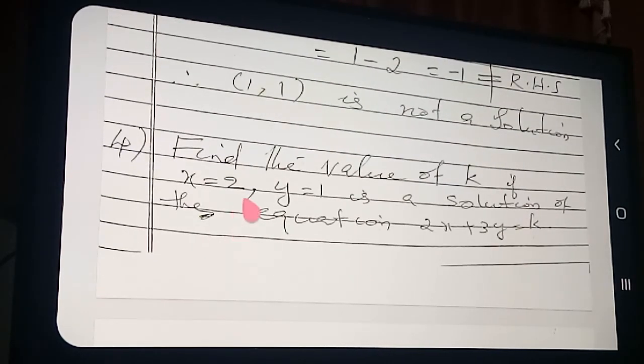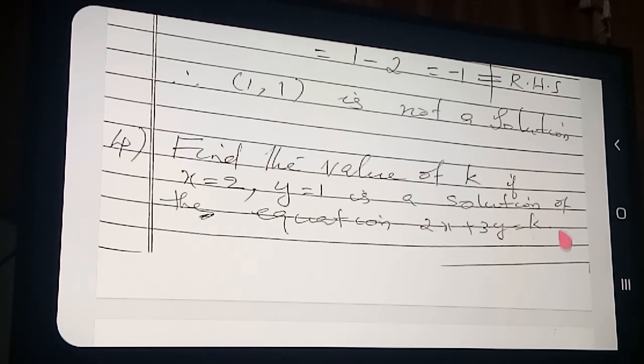Now we will move to the last question of this exercise. Find the value of k. What do you want to find out? You will get many questions of this type from the workbook. Find the value of k if x is equal to 2 and y is equal to 1 is a solution of the equation 2x plus 3y is equal to k. So, what's the question? Find the value of k when x is equal to 2 and y is equal to 1 is a solution. I told you, if x is equal to 2 and y is equal to 1 is a solution, then what will we say?